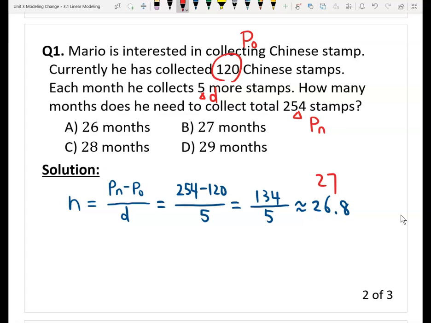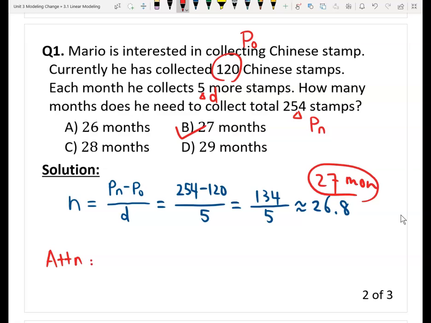Therefore, 27 months we need. Okay, therefore the answer is B, right? Okay, so we have an attention. I'll put it here. Attention. Okay. In this question, the answer we get is 26.8, and of course, we do normal rounding, we can go to 27, no problem.